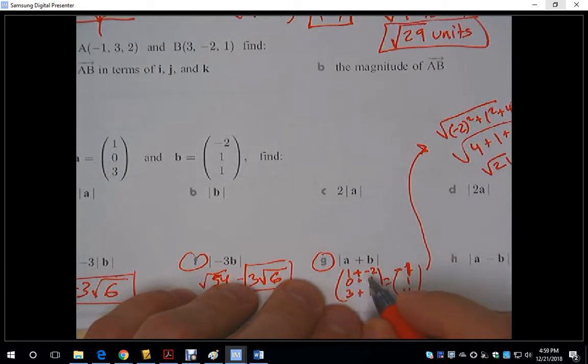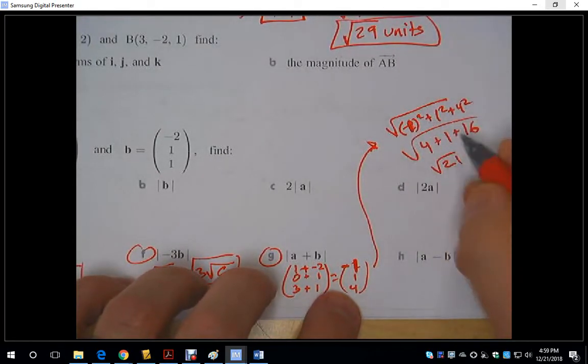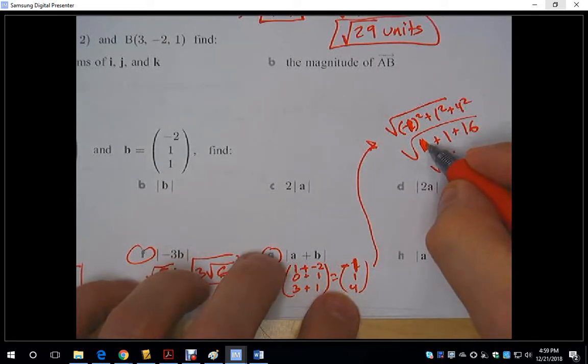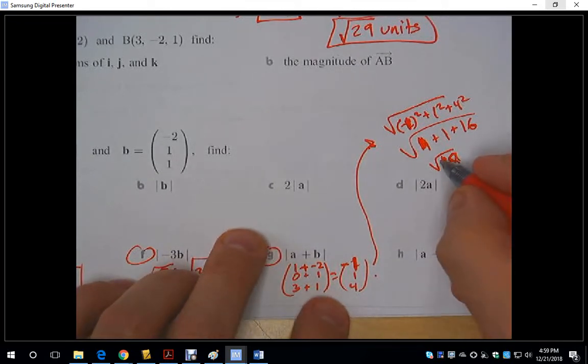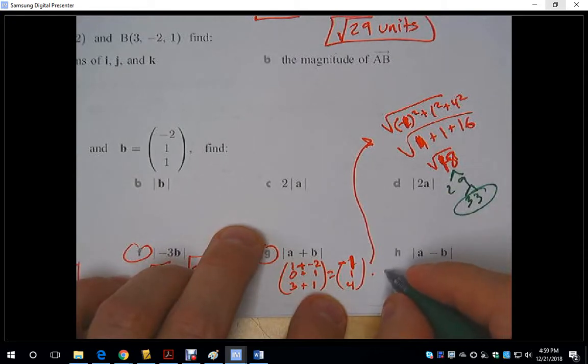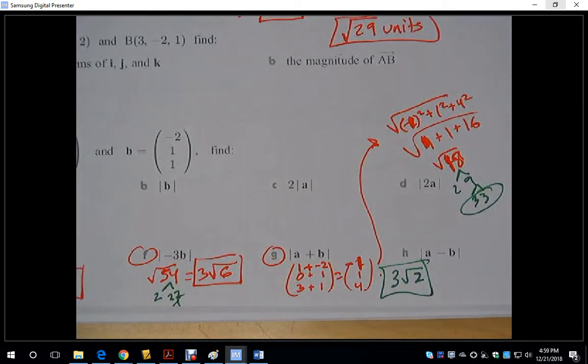So 1 minus 2 gives me negative 1, 1, and 4. So I should have had a negative 1 here, which would give me 1 here, 16, 17, 18. That gives me 18. So I have the square root of 18, but the square root of 18, we can do a factor tree for that. That gives me 2 times 9, and 3 times 3 gives me 9. I have a group of 3's that can be taken out of the square root, so I end up with 3 times the square root of 2, which is the answer.